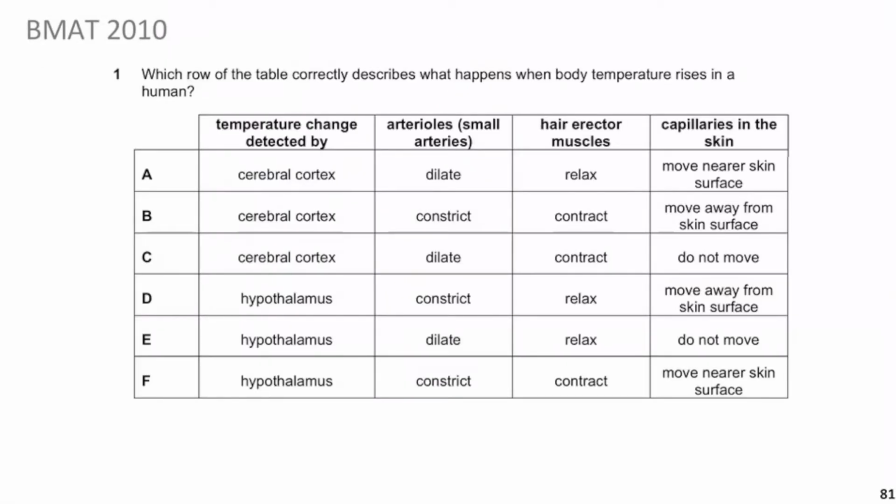It says, which row of the table correctly describes what happens when body temperature rises in a human? So this is really a thermoregulation topic. We'll explain how thermoregulation works, guys, but if you're feeling confident, give yourself a minute. Be back after that minute, and we'll be going through the solution.